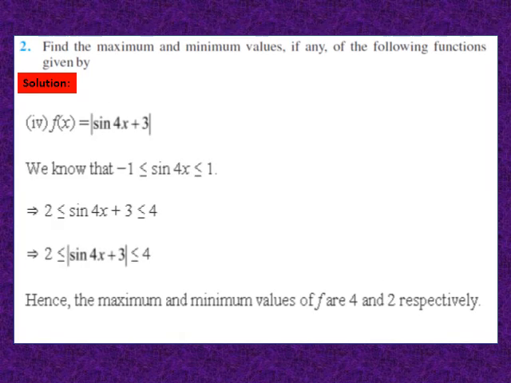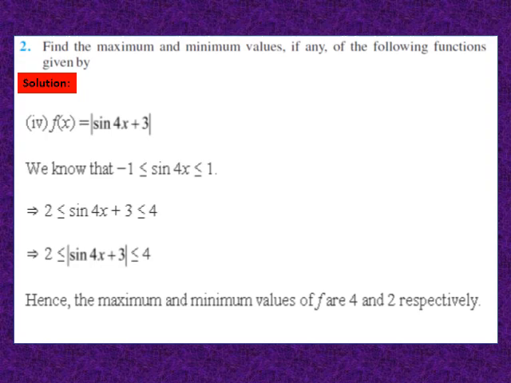Next is question number 2. Find the maximum and minimum values, if any, of the following functions. I have solved the fourth part for you, where f(x) is |sin 4x + 3|. Now we know that sine lies between −1 and 1. So we have −1 ≤ sin 4x ≤ 1. Now we also need plus 3 in the given function. So adding 3 to all sides of the inequality, you'll get 2 ≤ sin 4x + 3 ≤ 4.